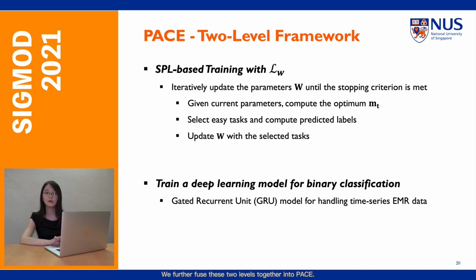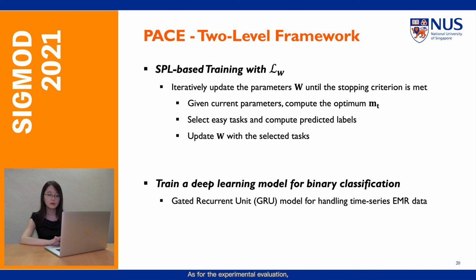We further fuse these two levels together into PACE. Specifically, we iteratively update the parameters W until the stopping criterion is met. In each iteration, given the current parameters, we compute the optimum MT, denoting which tasks should be incorporated in the current iteration. Then we select such easy tasks and compute the corresponding predicted labels. Next, we update the parameters W with our selected tasks.